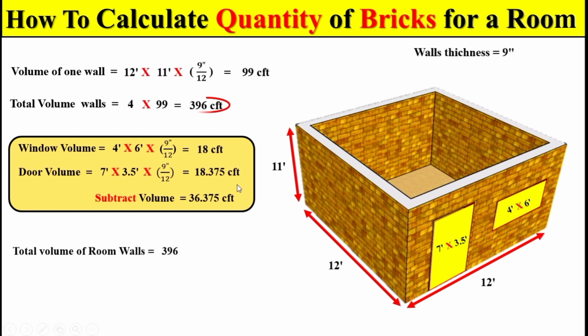And now dear students, if you want to calculate the total net volume of these 4 walls, we take the total volume of these 4 walls, which is 396 cubic feet, and we subtract this volume, so we get the total net volume of this brickwork.